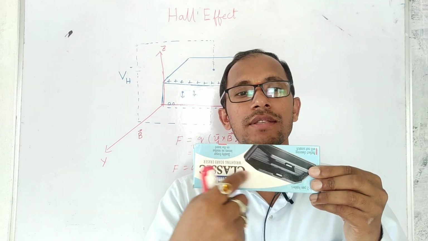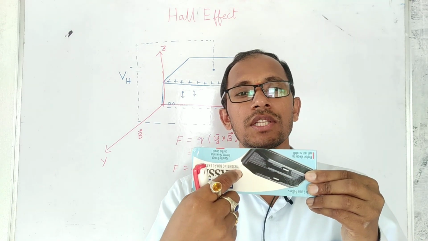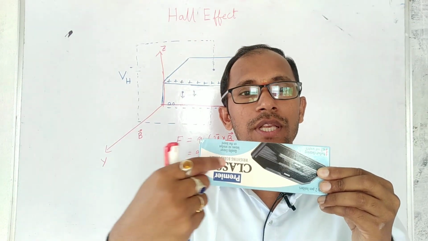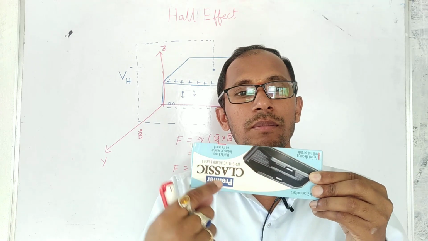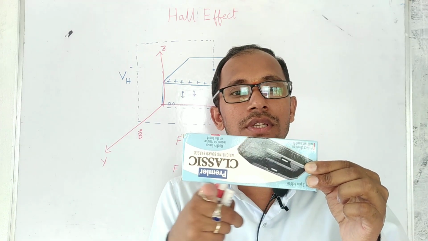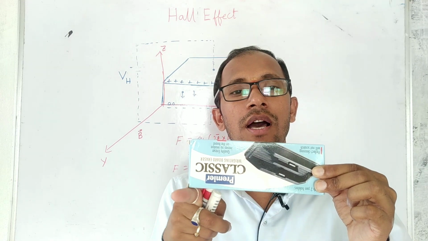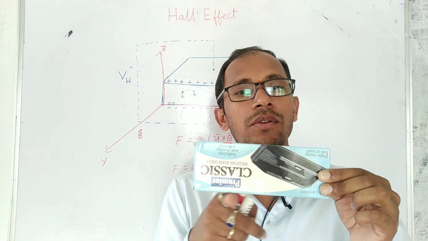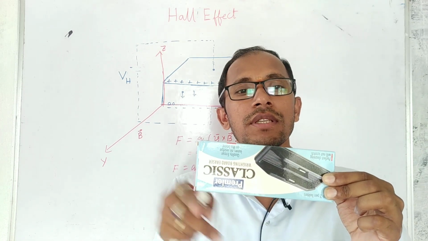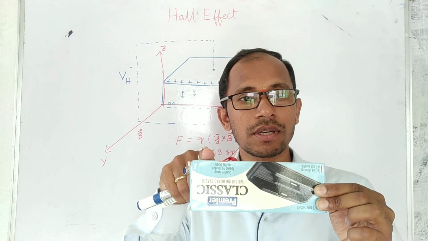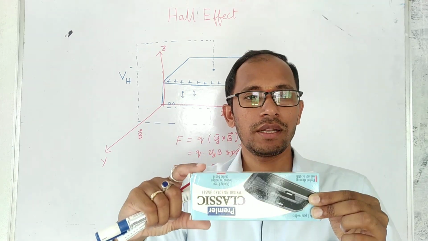The charge carriers moving inside the material experience a force in a downward direction. That means all the electrons inside the material come to the bottom surface. So this surface will always have a negative charge. Once negative charges are there, obviously a positive charge is created on the top surface. So this is called Hall effect in case of conductors.